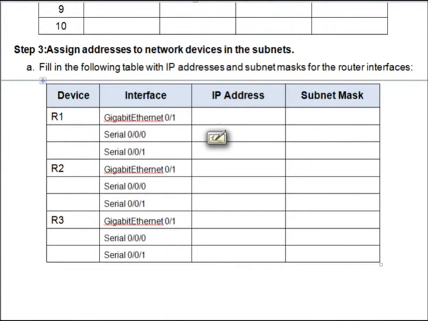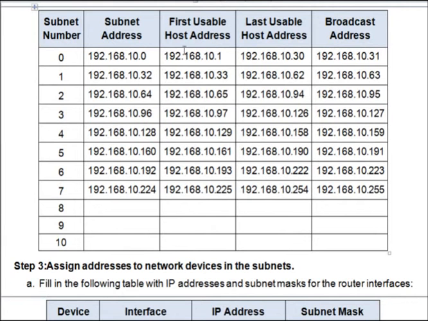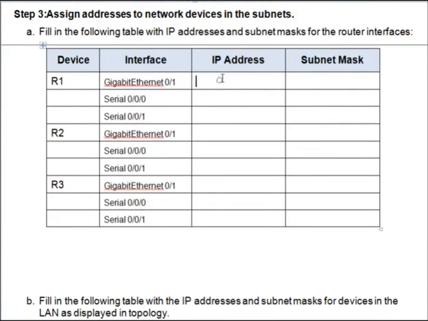Okay, so let's take a look at subnet 0 over here. We have the address range between 192.168.10.1 to 192.168.10.30. So let's assign any address within this assigned range. Let's give it 192.168.10.1, let's say, any address. And the subnet mask will be 255.255.255.224.